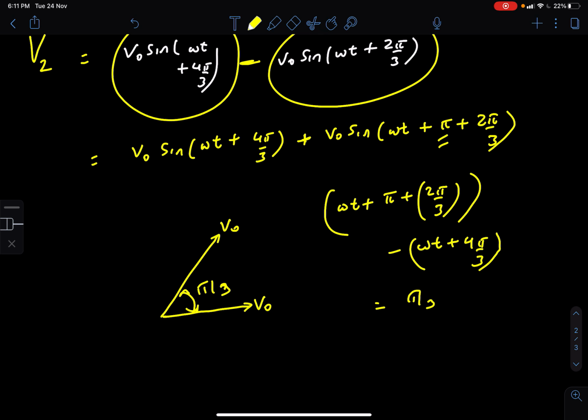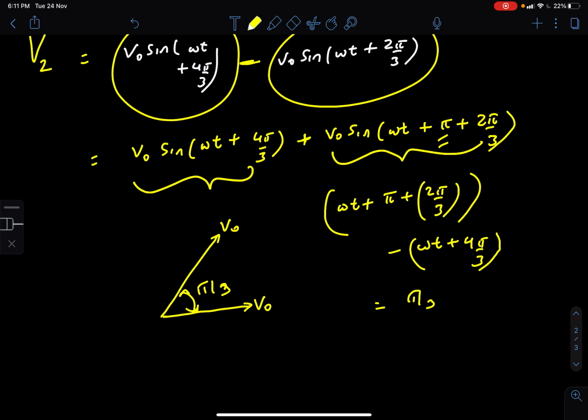Now again you will see that this is one sine function, this is another sine function, and you are adding the two sine functions like adding the two vectors. Now here the phase difference between the two vectors, sorry, the angle between the two vectors is equal to the phase difference between the sine functions that they are representing. So when you do the phase difference, you will get omega t plus pi plus 2 pi by 3 minus omega t plus 4 pi by 3, which is again pi by 3. So the angle between the two vectors is again pi by 3 only.